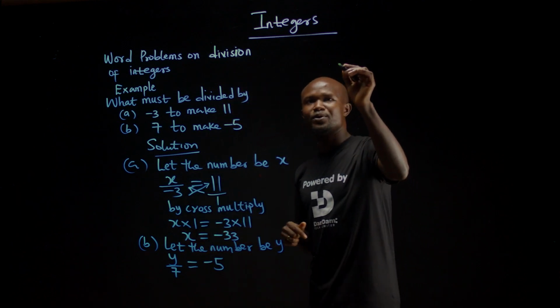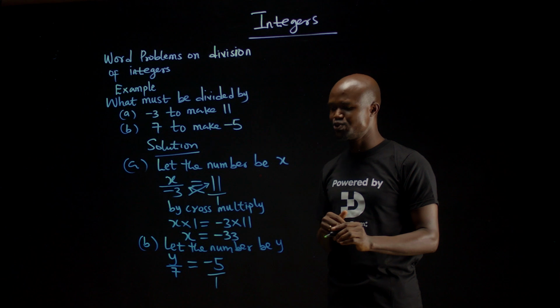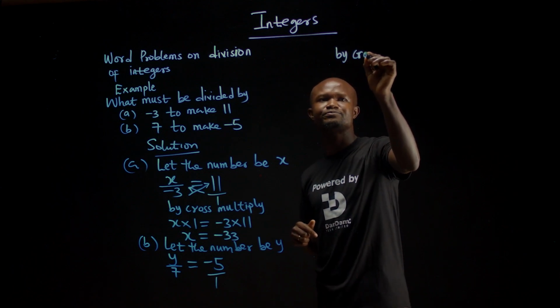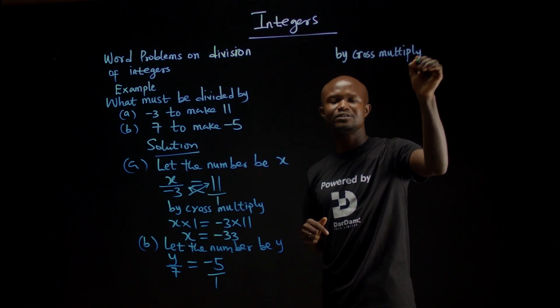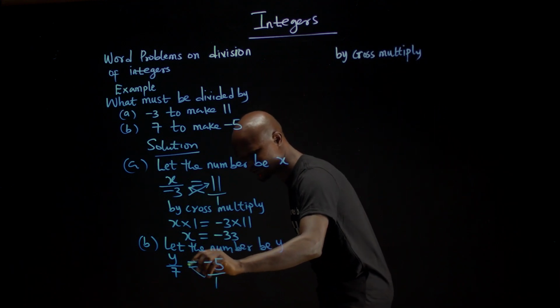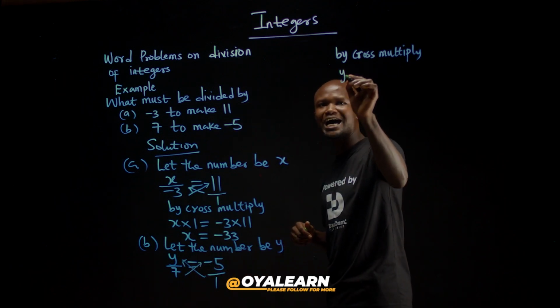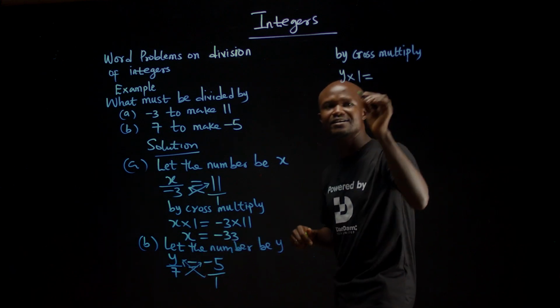So this is the same thing as -5 divided by 1. So what do we do? By cross multiply. Now looking at this, by cross multiply, we now have y times 1 will give us what?